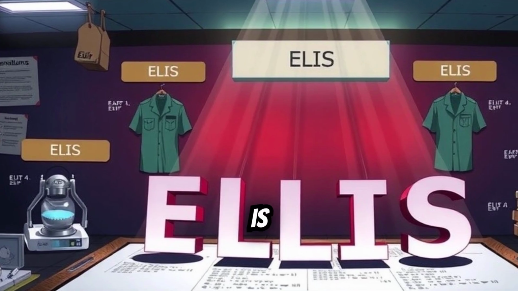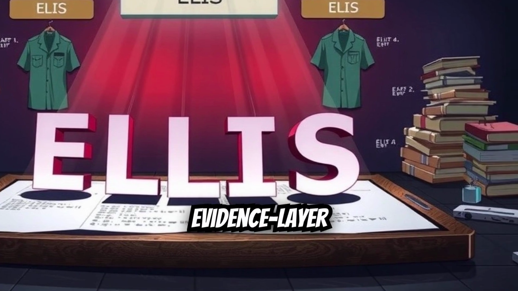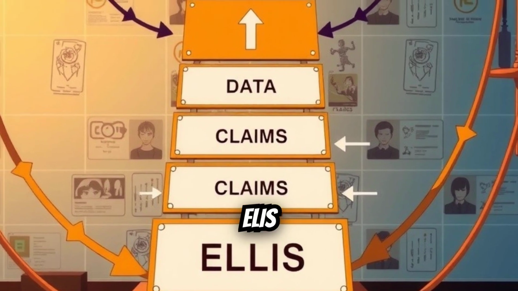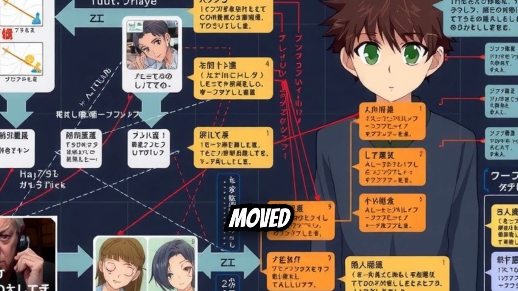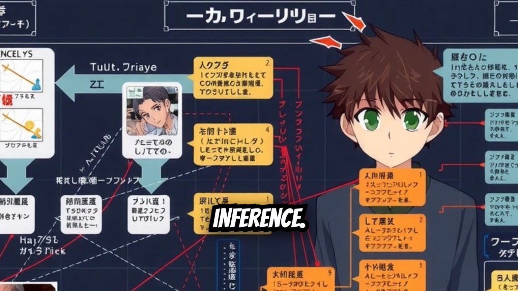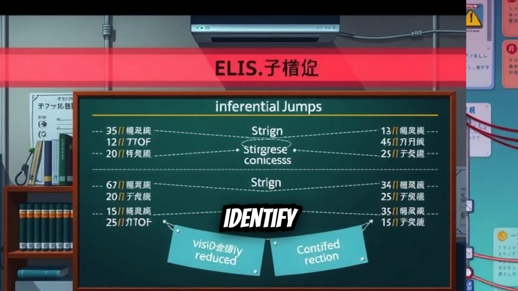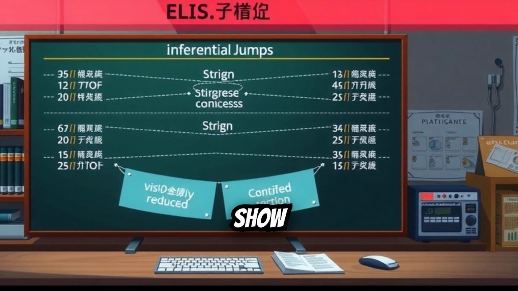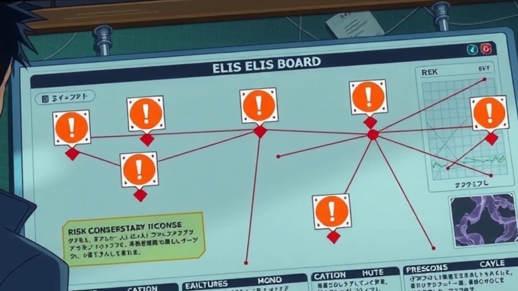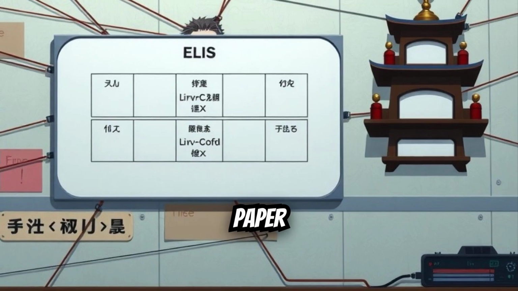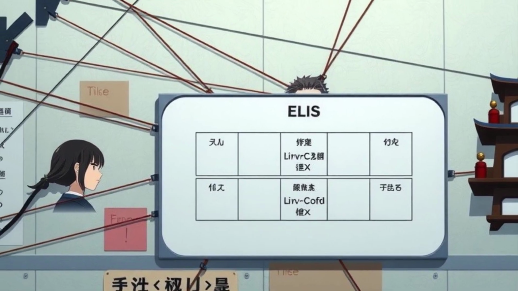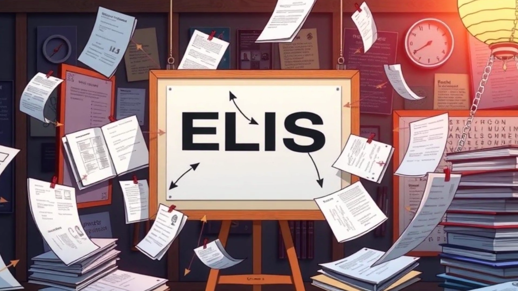The third tool is ELIS, the Evidence Layer Integrity Stack. ELIS helps me track how far a claim has moved from direct evidence to broader inference. I use ELIS to protect the chain from data to conclusion, identify inferential jumps, and show where confidence should be reduced. ELIS is especially useful when a paper or presentation moves quickly from observation to narrative, skipping the middle steps.